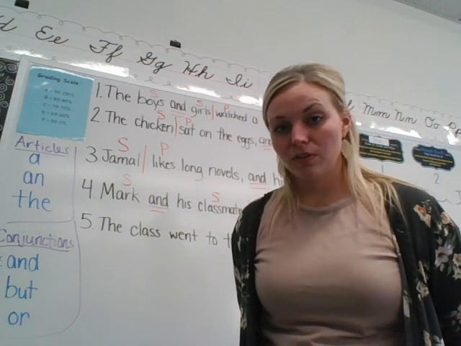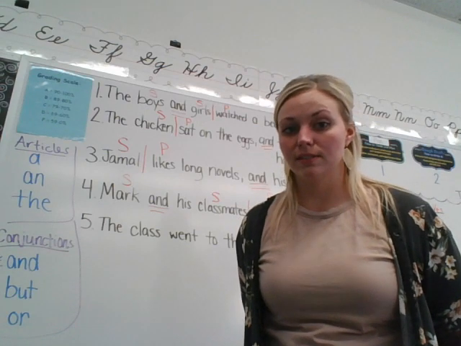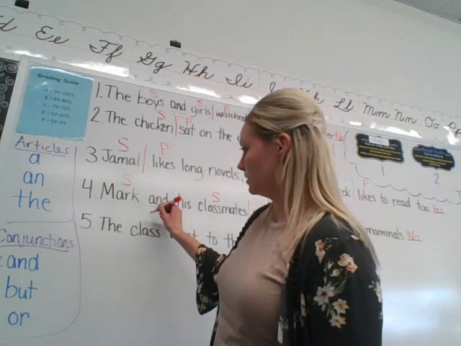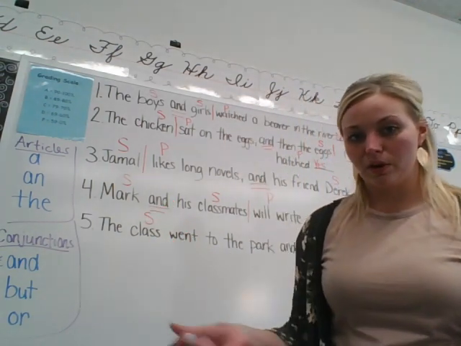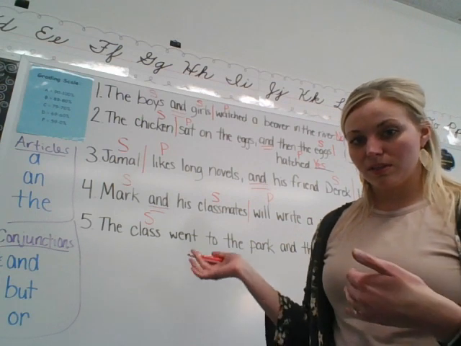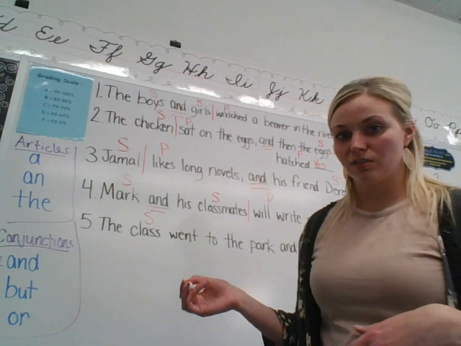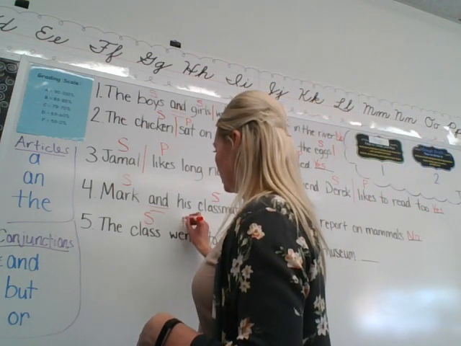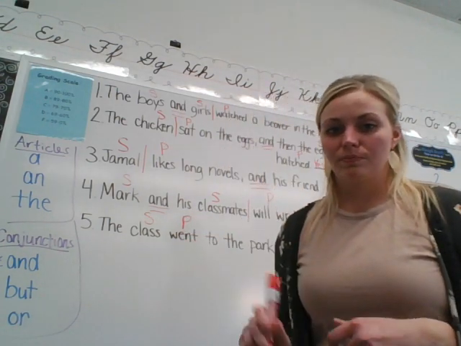Okay, so you should have found that there is actually only one subject in this sentence, and the subject is the class, right? That's what this sentence is about. So we're going to put an S over class. What did the class do? They went to the park and the museum. So "went" is our action verb word, right? That would be our predicate.